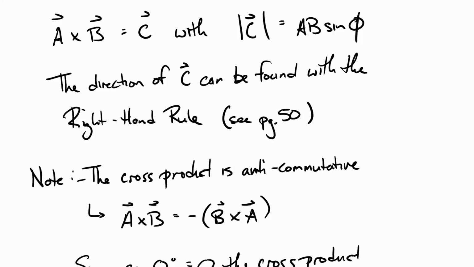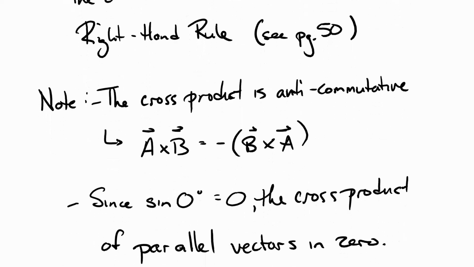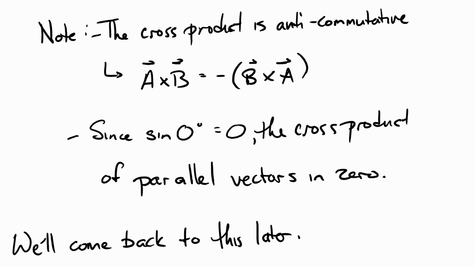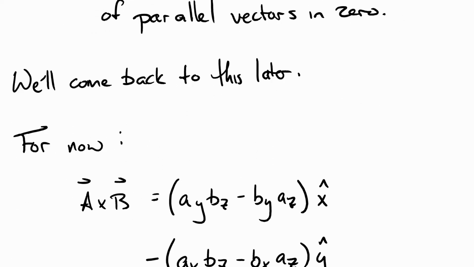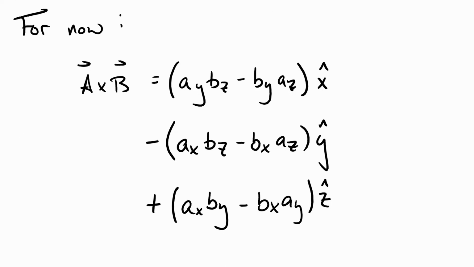The cross product is anti-commutative, which is weird. This comes up a lot in some strange places. So A cross B is the opposite of B cross A. Also, since sine of 0 equals 0, the cross product of parallel vectors is 0. Again, we're going to come back to all of this later. For now, this is the one piece of information you need to take, is this horrifying expression.